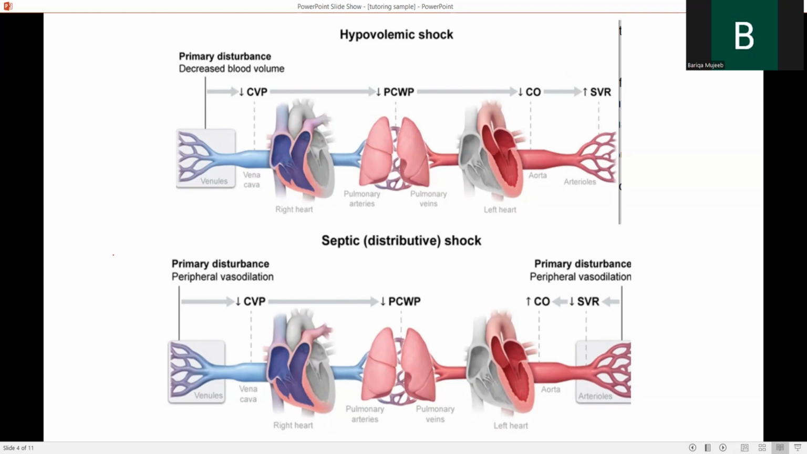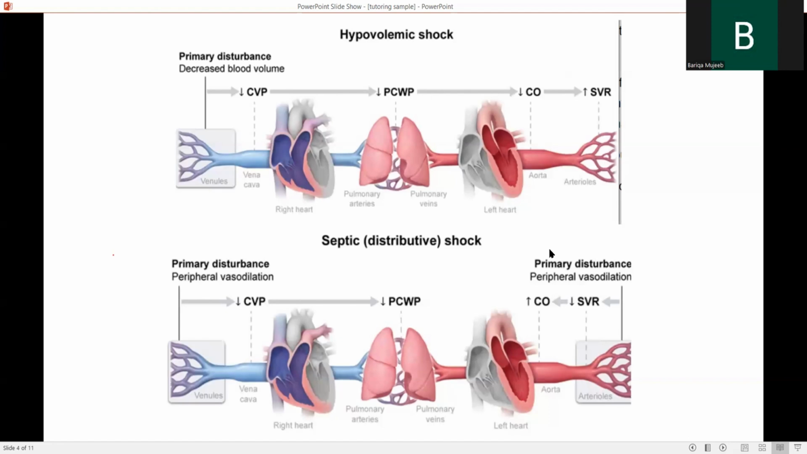What will happen in septic shock? The primary disturbance in septic shock will be peripheral vasodilation. Why? Because of the infection and sepsis going on. So the systemic vascular resistance will decrease. Now the systemic vascular resistance is decreased, so our cardiac output will increase due to decreased afterload. Due to the peripheral vasodilation, the central venous pressure will also decrease, and due to decreased central venous pressure, the pulmonary capillary wedge pressure will also decrease.